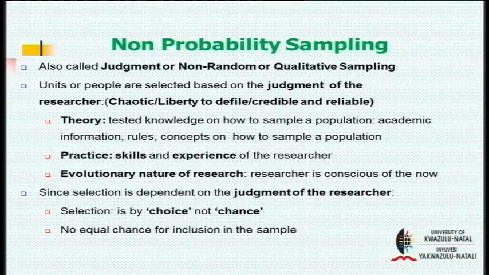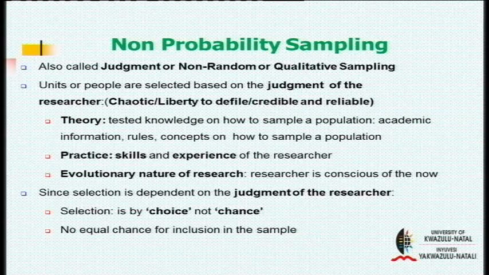Probability sampling is good for systematic empirical studies. Studies whose objective is to quantify or measure data. If your research is going to measure or quantify data, then probability sampling is your method to use. Let me now come to non-probability sampling, the gist of my presentation. Non-probability sampling is also called judgment or non-random or qualitative sampling method. Units or people are selected based on the judgment of the researcher. And this is very important for us to understand because it is the heart of non-probability sampling. Inclusion in the sample is based on the judgment of the researcher.